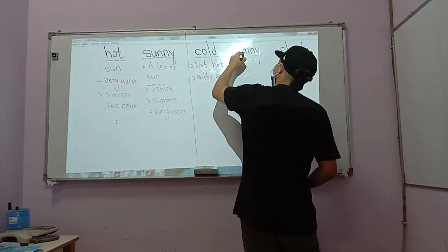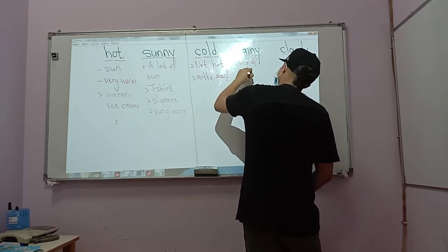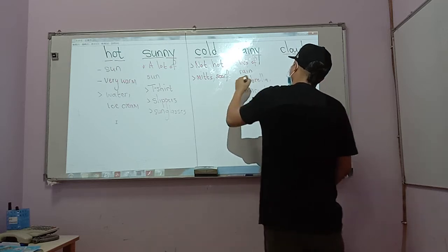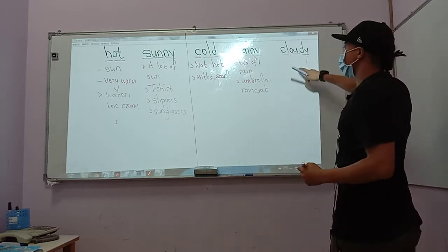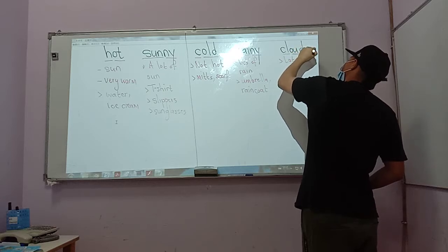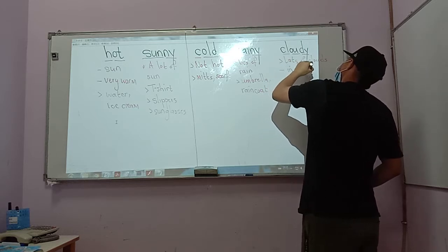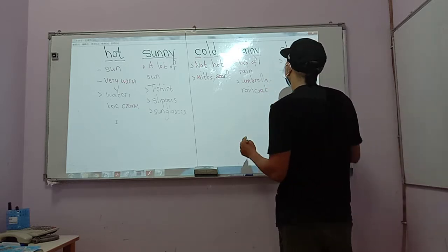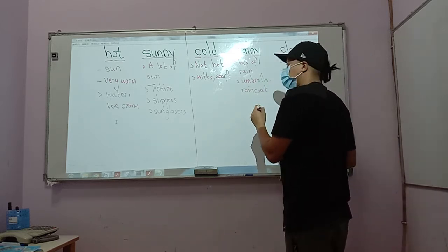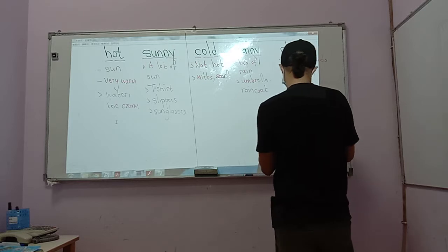Rainy, it's lots of rain, and you can use an umbrella and of course a raincoat. All right. Cloudy, this word means that there are lots of clouds. And where are the clouds? They are in the sky. Okay, the clouds in the sky. When it is cloudy, there is no sun. Okay, you can't see the sun.